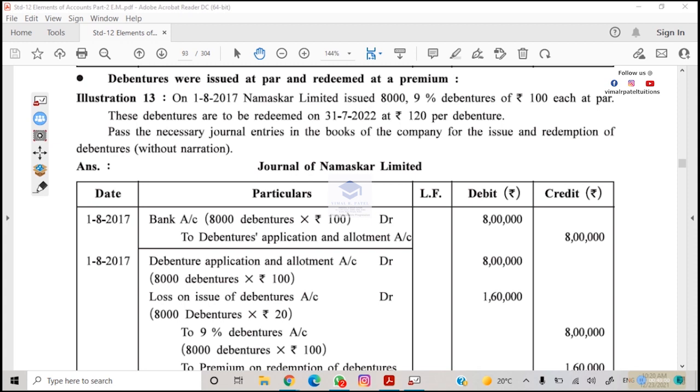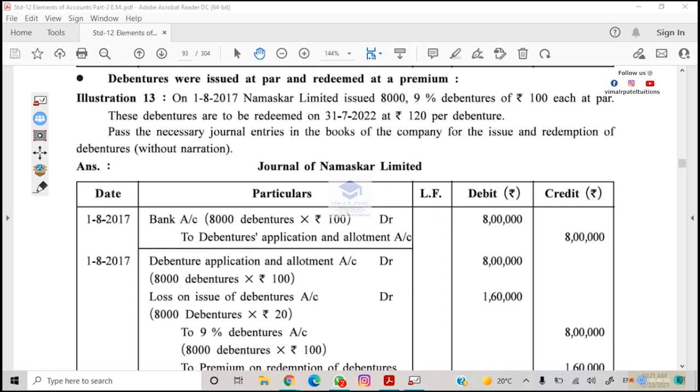Debenture issued at par and redeemed at premium. On 1/8/2017, Namaskar Limited issued 8,000 9% debentures of 100 each at par. These debentures are to be redeemed on 31st July 2022 at 120 per debenture. So first entry on 1st August 17, bank to debenture application and allotment 8,000 into 100, 8 lakh. Then they are to be redeemed at 120, that is premium.